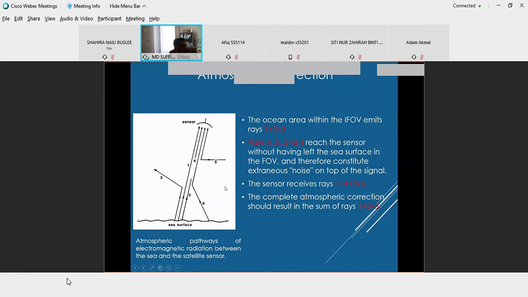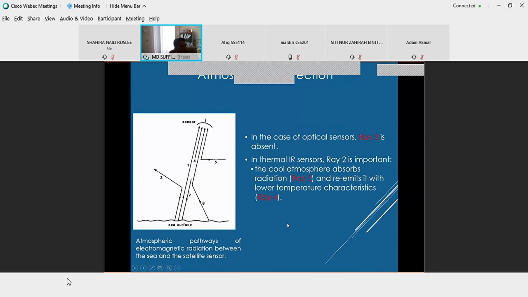Okay, rays 4, 5, 6 don't come from the source. So the sensor receives ray 1, and you can see here 4, 5 and 6. The complete atmospheric correction should result in the sum of rays 1, 2, 3, so you have to correct this. In the case of an optical sensor, ray 2 is absent, especially for visible satellite. Ray 2 is absent, because of what?